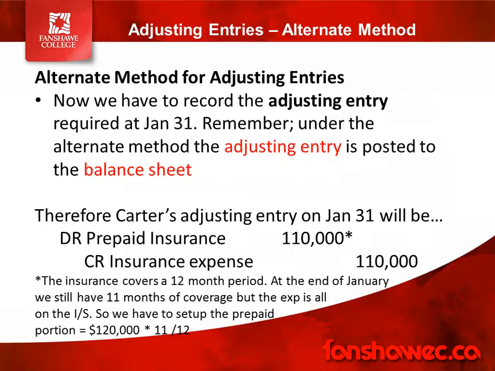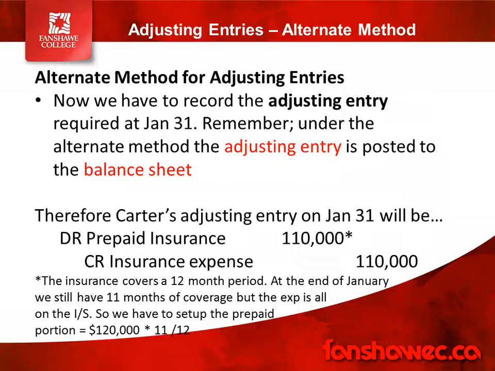So what do we set up as a prepaid? Well, we set up the 11 months that are still prepaid. So I take $120,000 and multiply it by 11 out of 12 months. When you run that math, you'll get 110 grand. So we need to set up on our balance sheet a prepaid insurance of 110K. So the journal entry that Carter needs to do at January 31st is he's got to pull $110,000 out of the insurance expense and set it up as prepaid insurance, right?